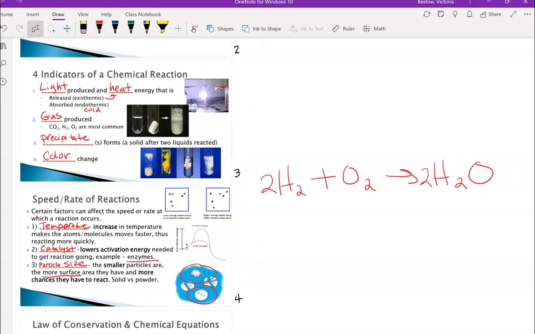And those are a few things that can indicate if a chemical reaction has occurred and things that can affect how fast a chemical reaction happens. Remember, reactants are always on the left of a chemical equation. Products are always on the right. And chemical equations always have to be balanced in order to obey the law of conservation, which is matter and energy cannot be created or destroyed.